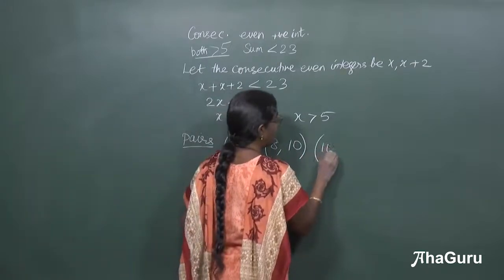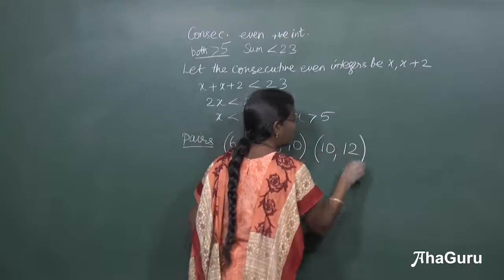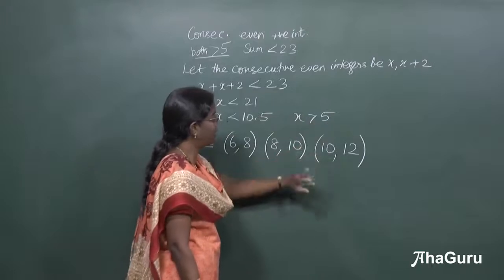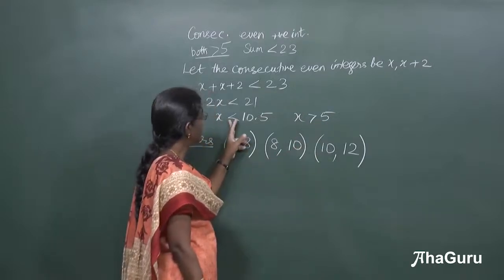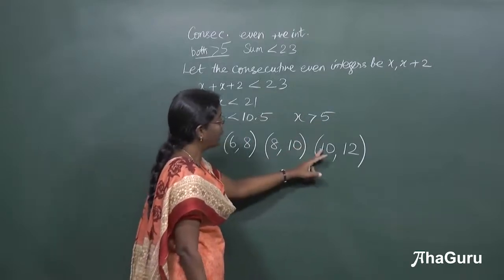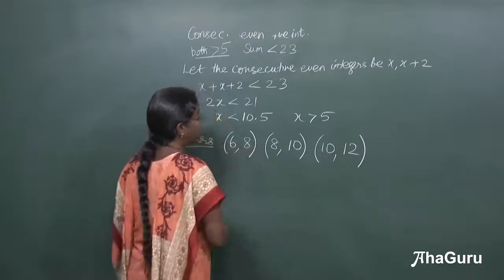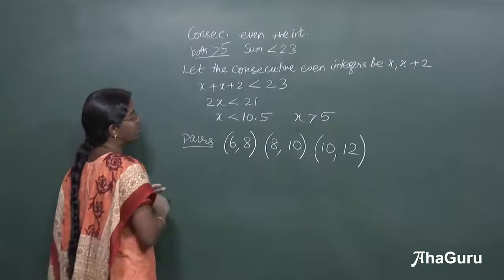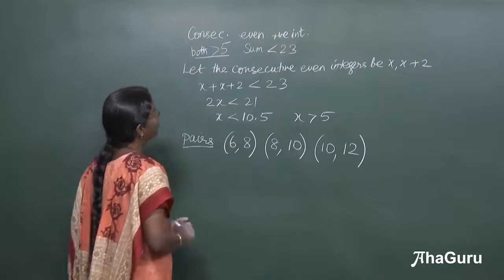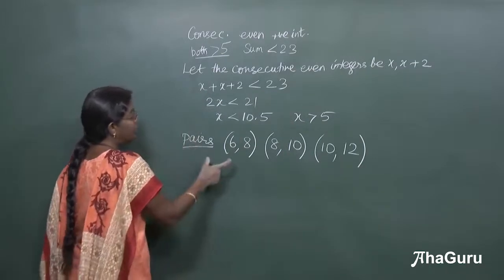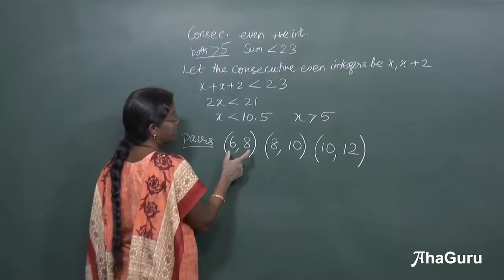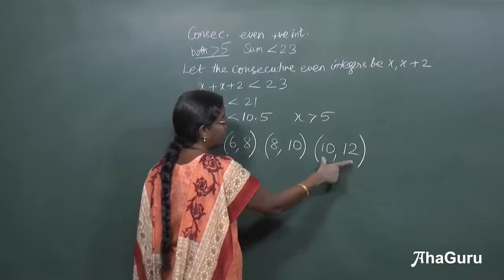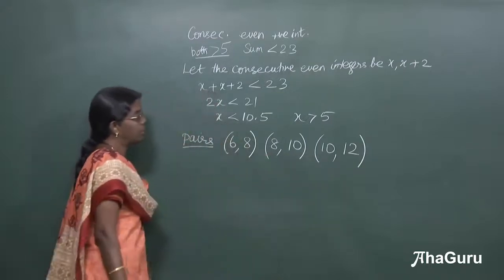So the third pair we get is 10 and 12, where of course both are greater than 5. x is less than 10.5, so 10 can be included. 10, 12 will be the next pair such that the sum 22 is definitely less than 23. So the required consecutive pairs of even positive integers are: the first pair 6, 8, next 8, 10, next 10, 12.